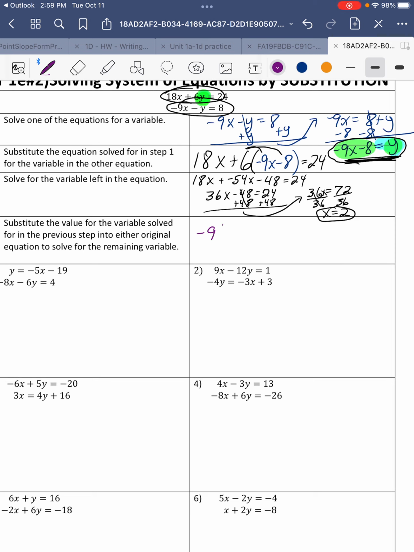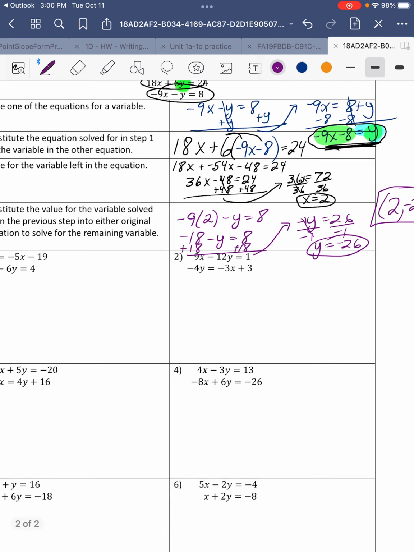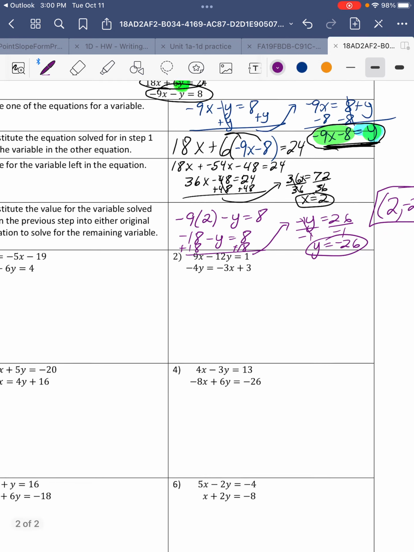So negative 9 times x minus y equals 8. It becomes negative 18 minus y equals 8. I'm going to add 18. Negative y equals 26, divided by negative 1. And the y is going to equal negative 26. There's my y value. So our solution is the x value of 2, the y value of negative 26. Why do I feel like that's not right? I'm just making sure I copied everything down. Looks good.